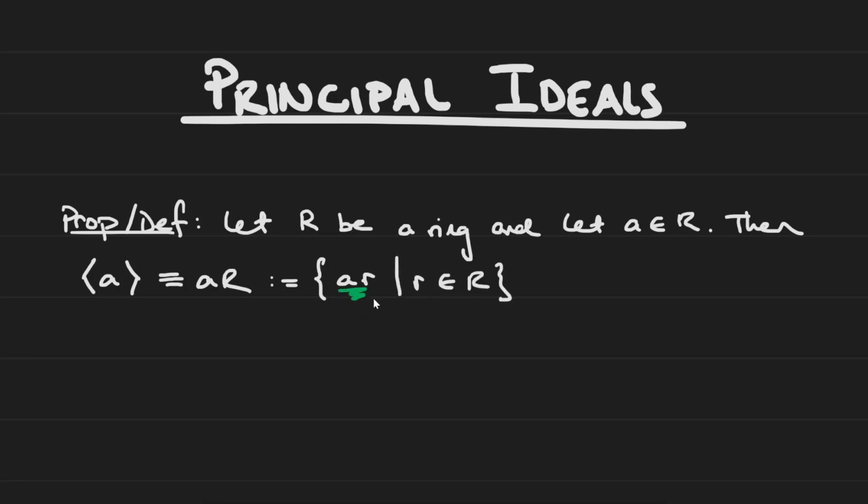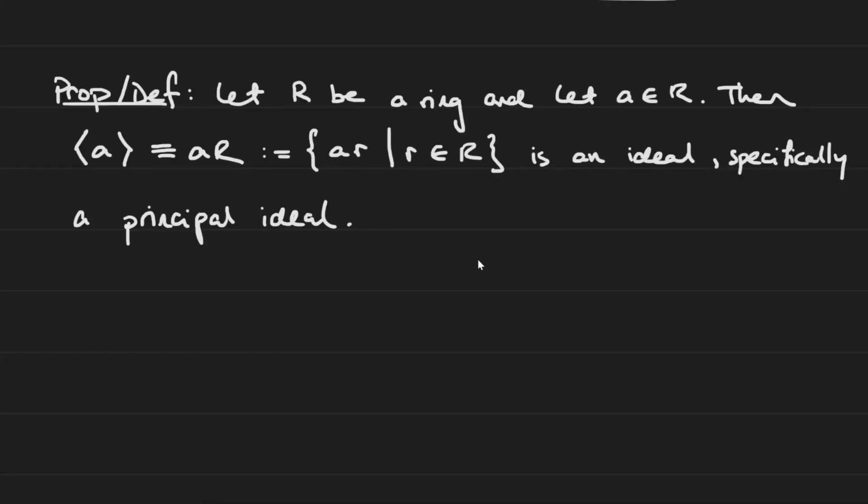So basically, these are all multiples of A. This is an ideal, and we'll prove that. But because it's only generated by one element, we also call this a principal ideal. Okay, so let's prove that this is an ideal. It's fairly straightforward that this is an ideal by construction, really.